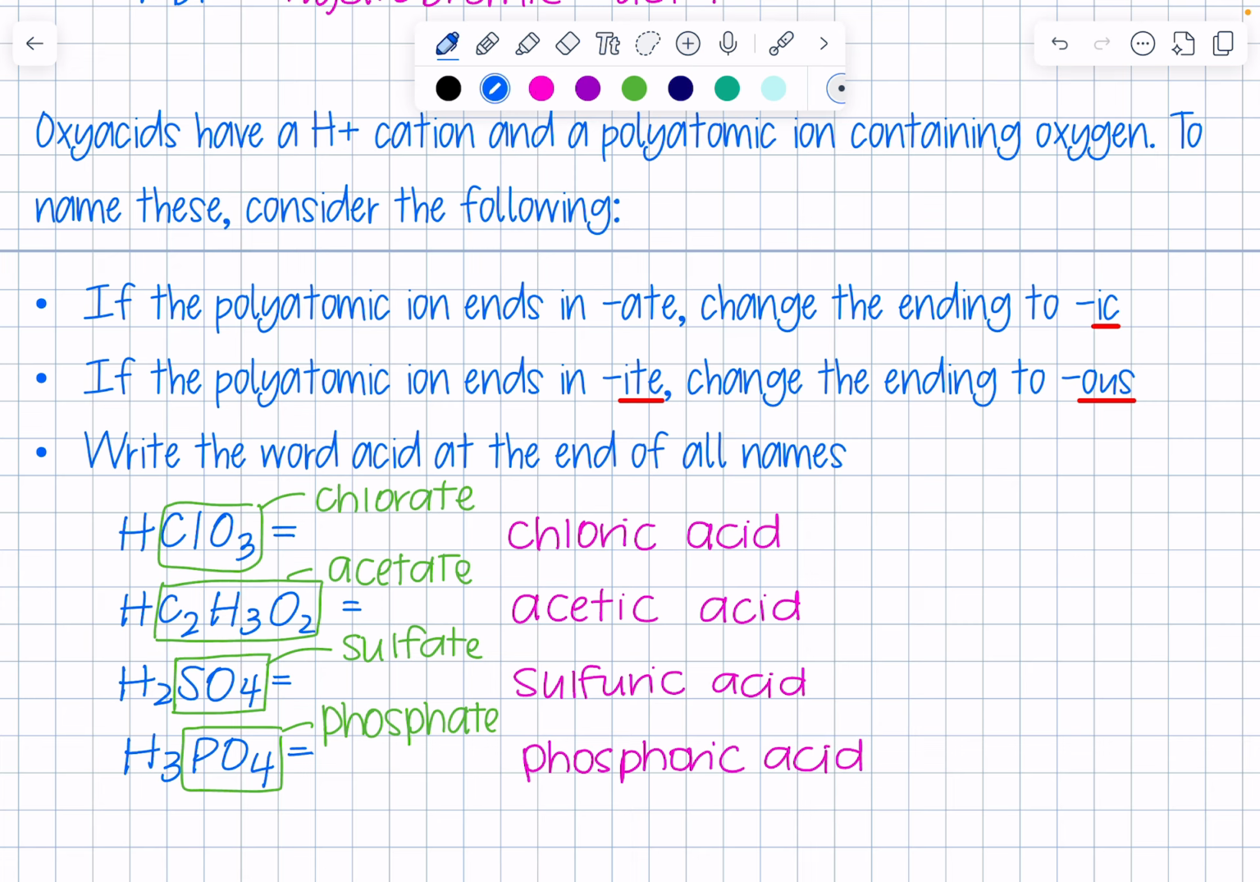Now, all of these ended in IC. So I'm going to give you an example here that does not end in IC. All right, H2SO3. This is sulfite. If it ends in ITE, we change the ending to OUS. So instead of sulfuric acid, this would be sulfurous acid.